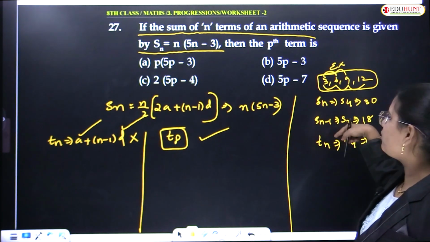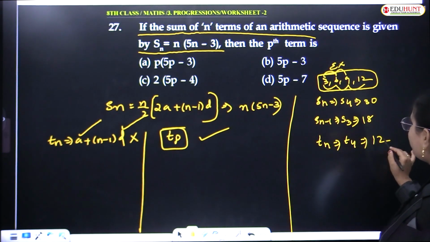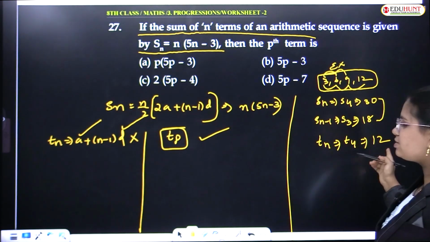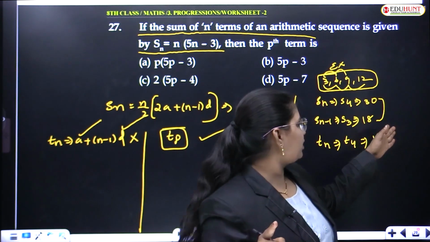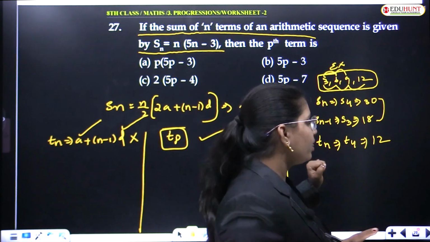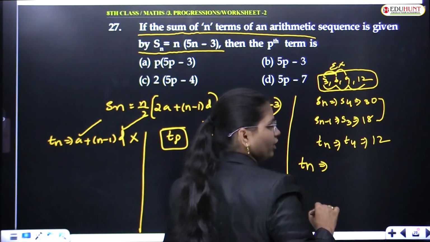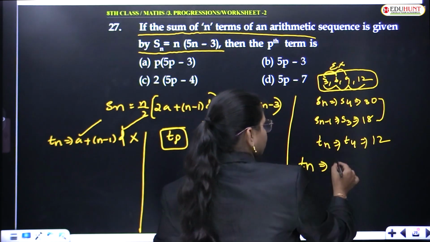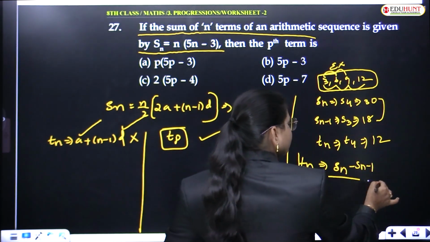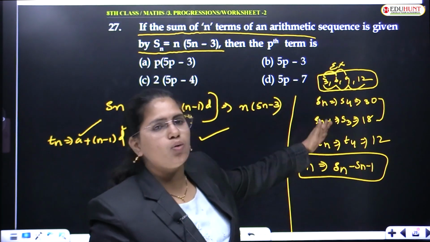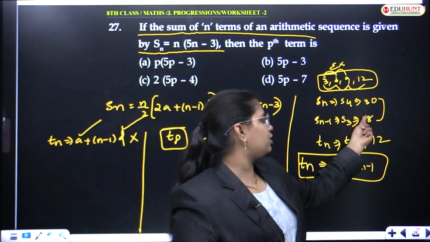As per this example, what is T4? It is 12. Correct? What I mean to say is, how are you getting this 12? If you subtract 30 minus 18, you will get 12. Am I correct? Yes or no? So for suppose if you want to get Tn, in the place of n, subtract these. That means if you subtract Sn minus Sn minus 1, you will get the value of Tn. From this example only, please observe.